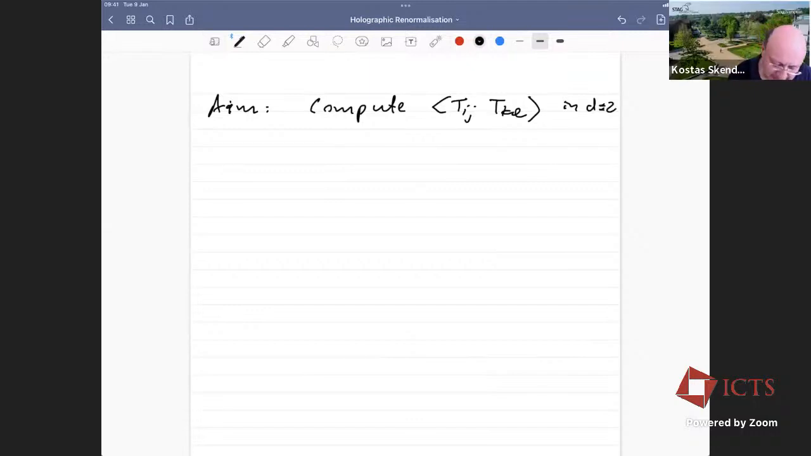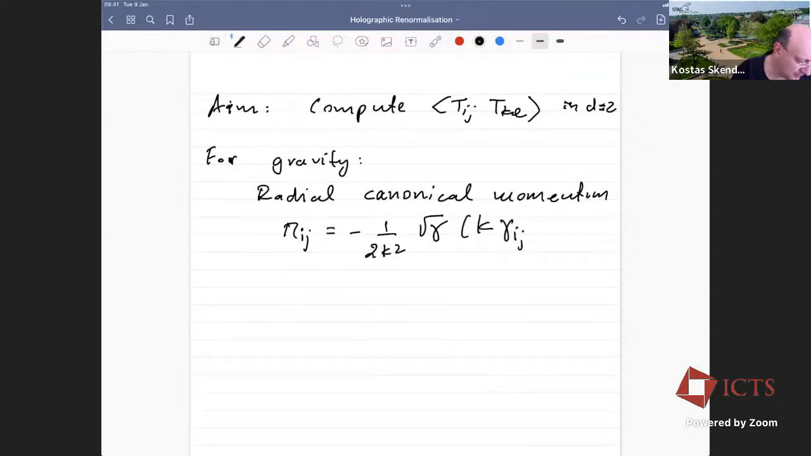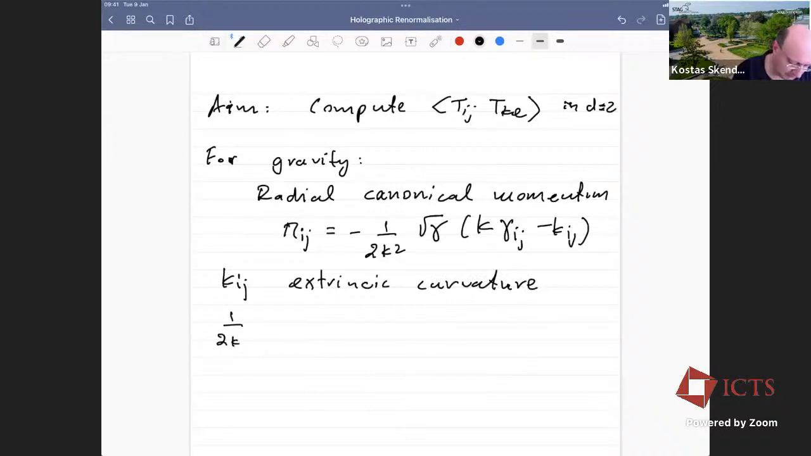So I will do this completely. We'll start today and finish tomorrow. But the introductory part will be valid for gravity in all dimensions. So for gravity, the corresponding object, the radial canonical momentum, is related to the extrinsic curvature, and I will introduce that in a moment. I'm just going to give this formula here, and then we're going to explain it in a lot of detail. So K_ij is the extrinsic curvature, and 2 kappa squared is related to the Newton constant.